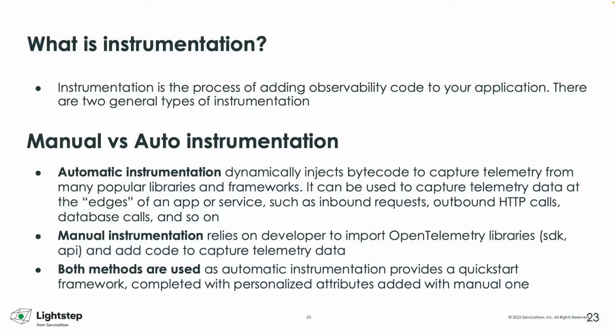Manual instrumentation, on the contrary, relies on the developer to import the OpenTelemetry library and add code in order to capture the telemetry data. Be aware that automatic and manual instrumentation are complementary, meaning that in most of our projects, we will recommend you to start with automatic instrumentation if it is available and complete it with manual instrumentation to add your own attributes or your own log events.